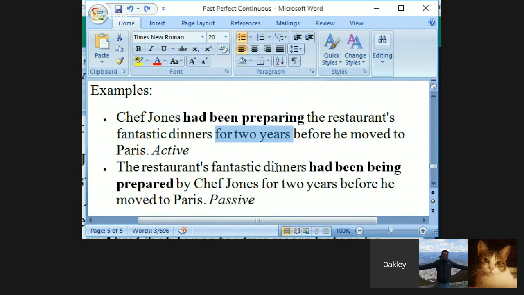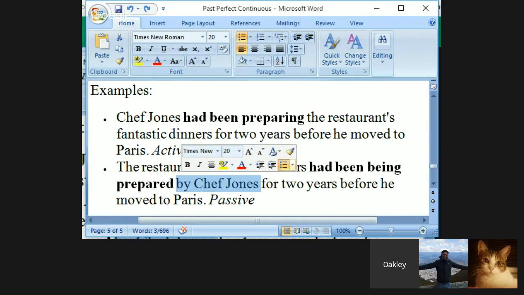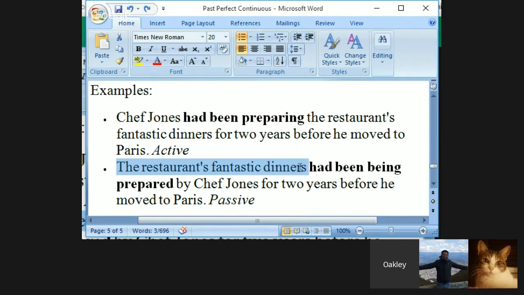In the passive, we don't really care about Chef Jones. We don't care about who's doing the action. We can add it by adding a prepositional phrase, by Chef Jones, but we use a passive. We don't really care who's doing the action. Notice the object noun is now this in the passive. This is the subject. The restaurant's fantastic dinners had been being prepared by Chef Jones for 2 years before he moved to Paris.